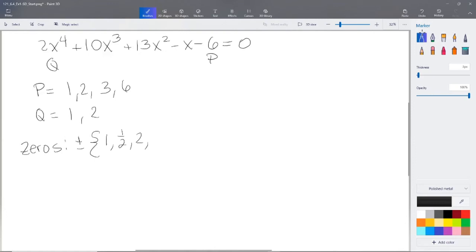3 over 1, not on the list. 3 over 2, not on the list either. 6 over 1, not on the list. And 6 over 2, though, is 3, already on the list. So here's our list. Our possibilities are 6 numbers times plus or minus, so 12 different possibilities here. And I know some of you love fractions a whole ton, but we're going to try to avoid using those in our synthetic division here.